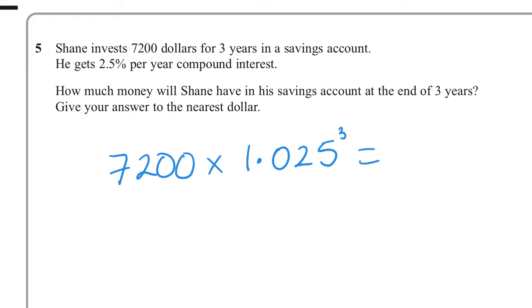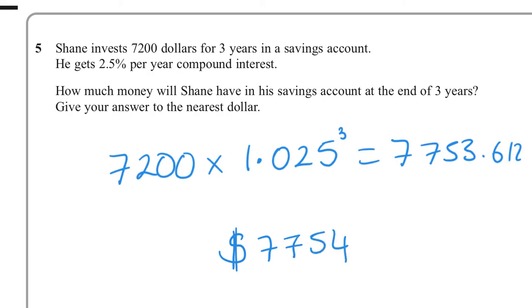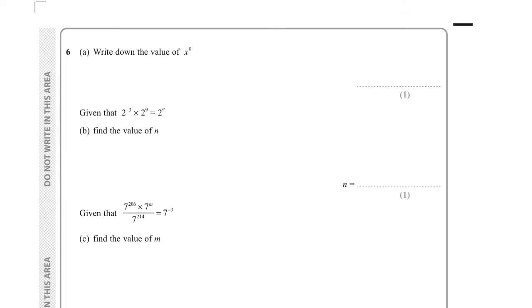Absolutely. Okay, so increase by 2.5%. 7,200 times 1.025 cubed is going to give me 7,753.612, etc. To the nearest dollar, 7,754. Woohoo!